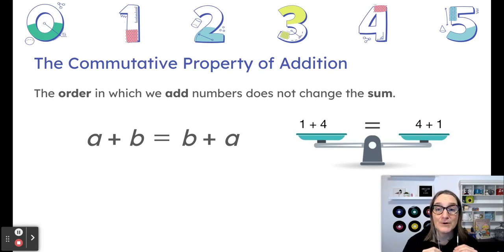That's the commutative property. Now that we know how to use variables, we can remember this equation, a plus b equals b plus a, to help us remember the commutative property. So any two numbers added together, you can switch their order and it doesn't change the sum.